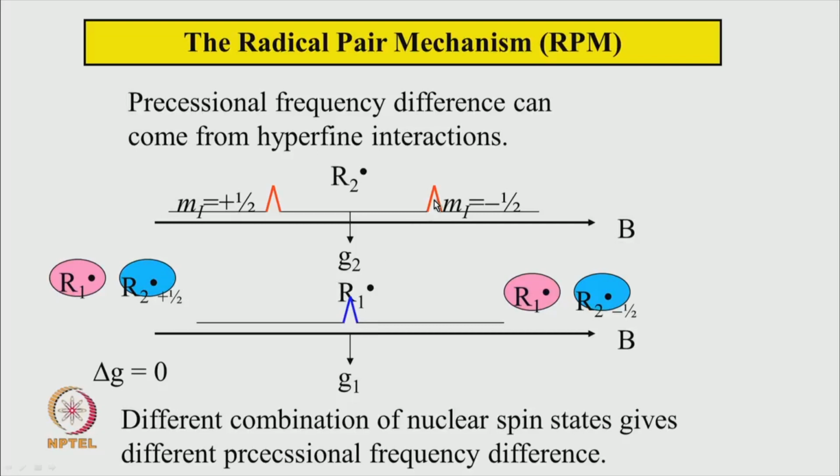Similarly, between this and this is the difference in their precessional frequency. Therefore, the difference of the precessional frequency of radical 1 and 2 will depend on what the nuclear spin state of this radical is. If it is plus half, it will have one type of difference. If it is minus half, it is the other type of difference. It so happens that the magnitude is the same, but nevertheless the sign is different. So, different combinations of nuclear spin states give different precessional frequency differences.